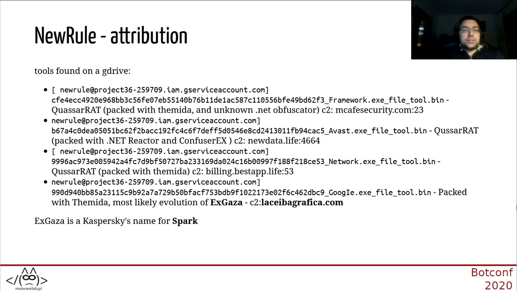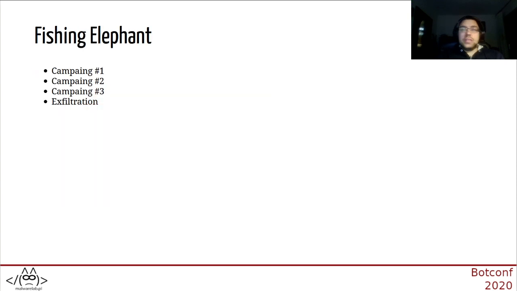Okay, the next one. Where's my mouse? The next one will be Phishing Elephant, and I will go through three of their campaigns and the exfiltration method quickly. I'll try to be brief on that. More you can find in my talks about Phishing Elephant itself at different conferences.